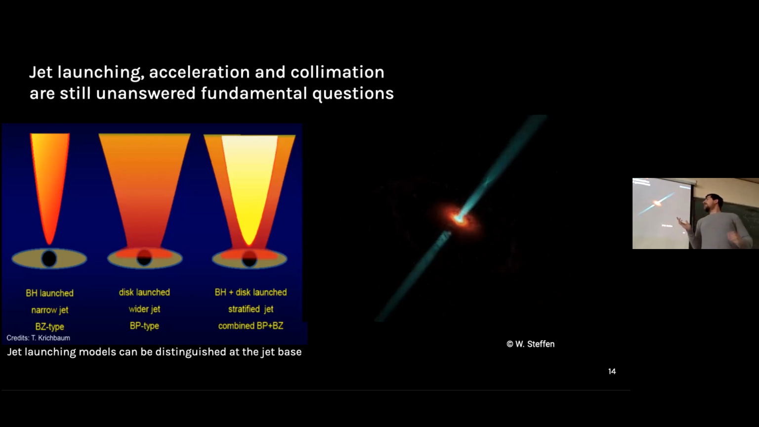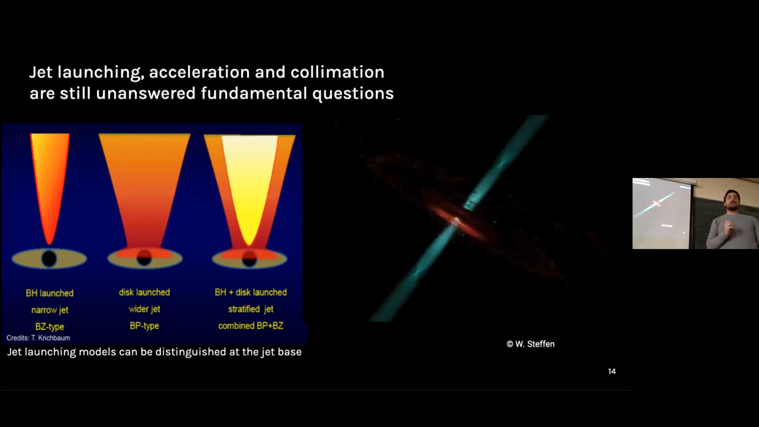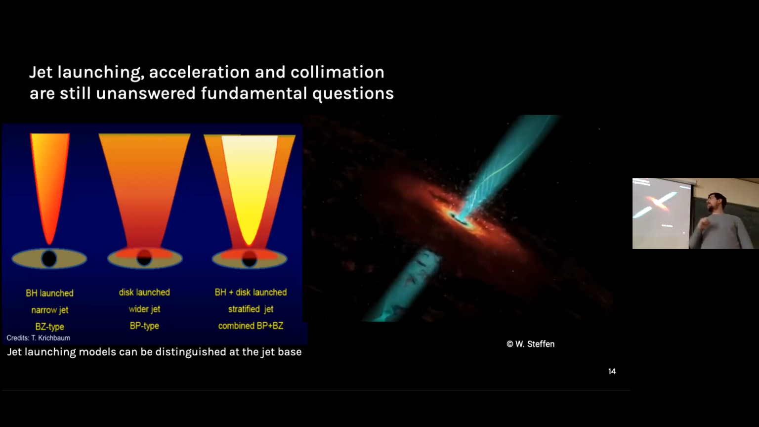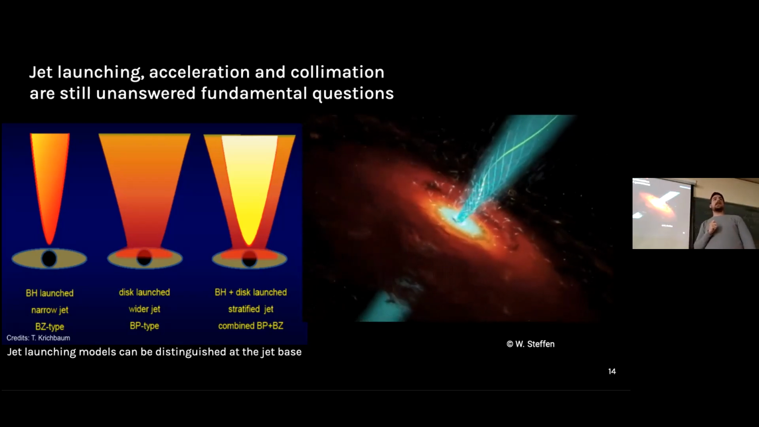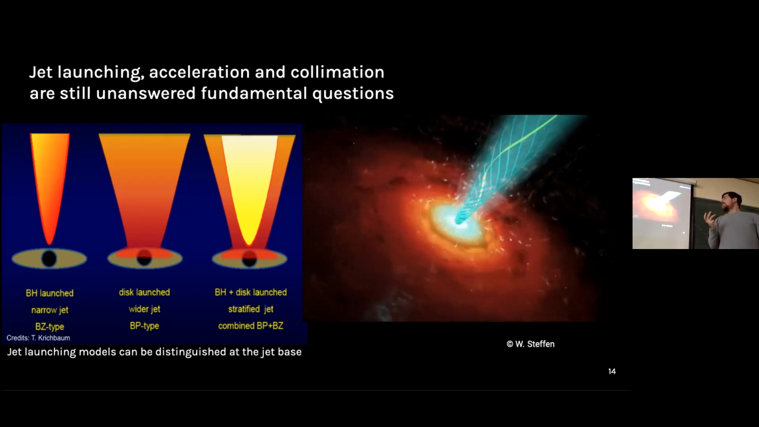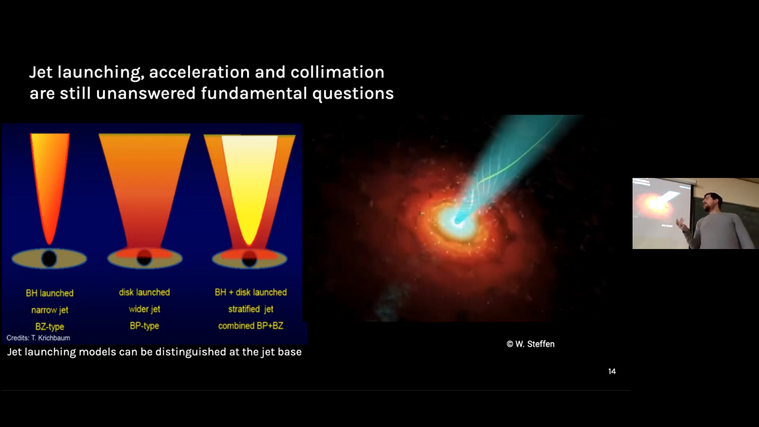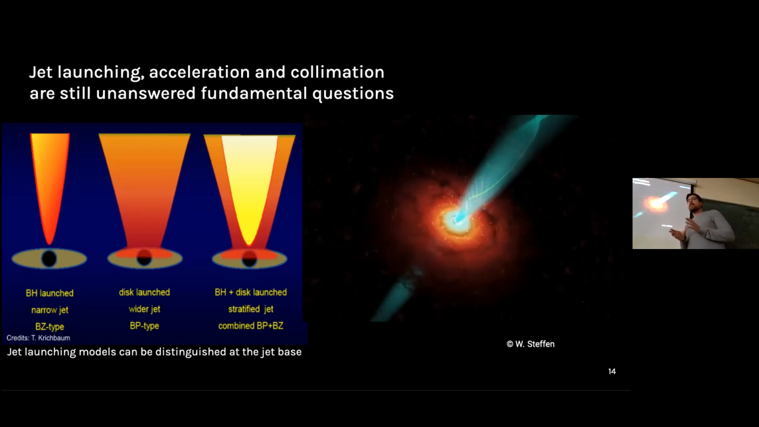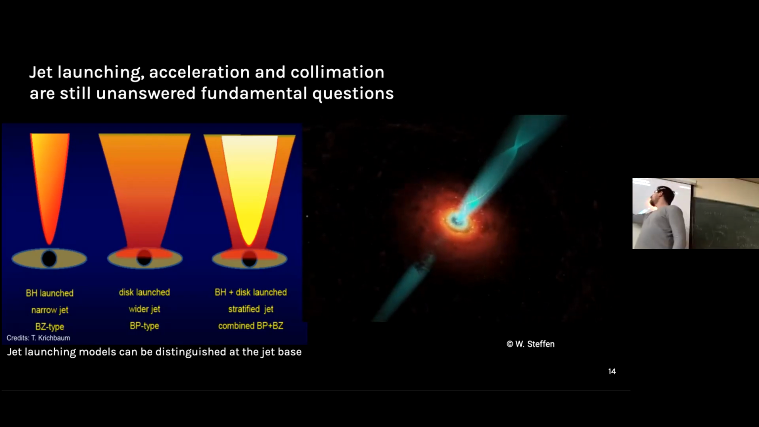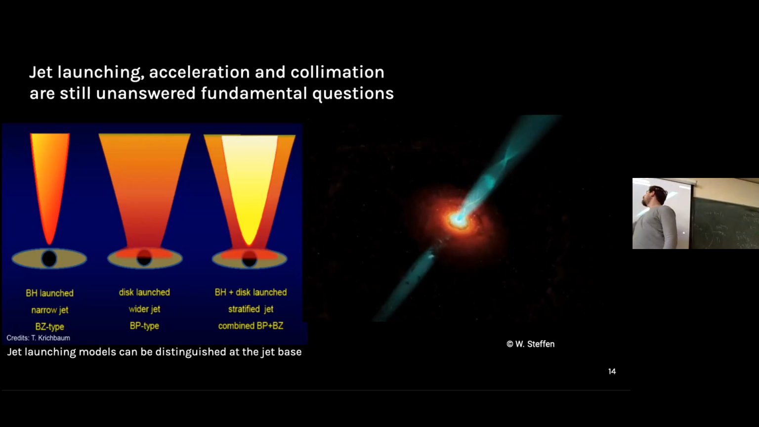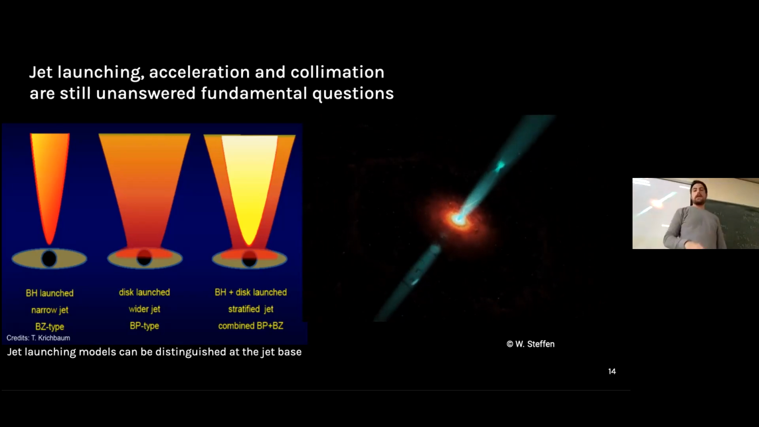However, it could also be that the jet is launched from the disk, and then it's broader. It's the central part of the panel, which is called the Blandford-Payne type of jet. Or, more realistically, in our opinion, we can have a stratified combination of the two, where you have a slower outer sheet and a faster inner spine. So a combination of the two scenarios. So without further ado, we can look at the results.